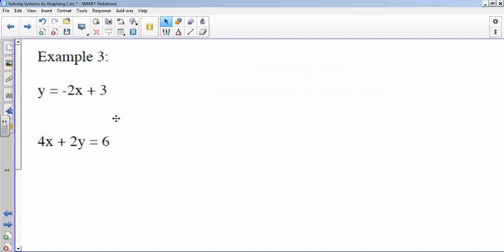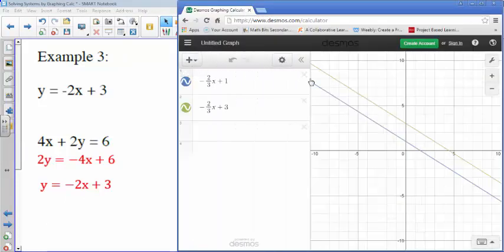So for the third example, we're going to look at y equals negative 2x plus 3. And we're going to look at 4x plus 2y equals 6. So remember, what we have to do is get the y by itself in order to be able to graph it. For the second equation, I went ahead and subtracted the 4x from both sides and then divided by 2. So take a moment to make sure that you can solve that second equation. You should get the same thing that I got down here. So you should have y equals negative 2x plus 3. Once you have that, we're going to go back to our graph.